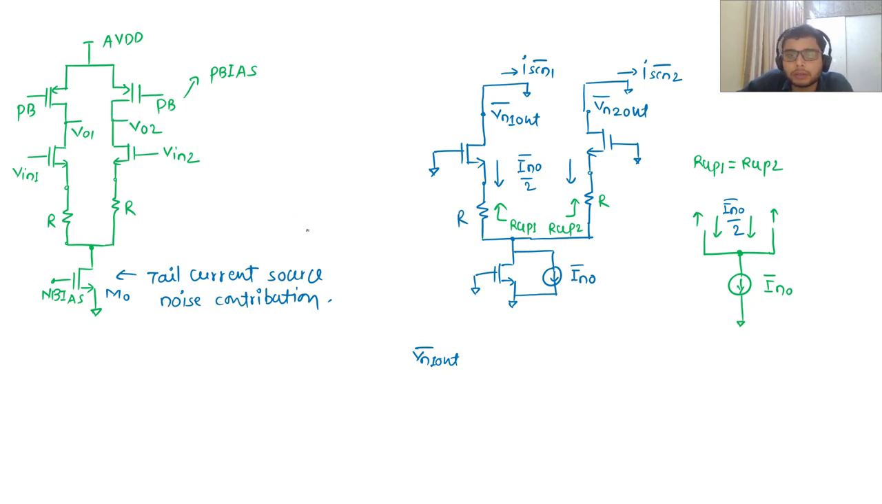So what is In0 by 2? The noise current generated at the first output is written as the noise current times Ro1, which is the output 1. So what is the noise current at the output 2, which is also minus In0 by 2 times Ro2? Ro2 is nothing but the looking-in impedance at the output.